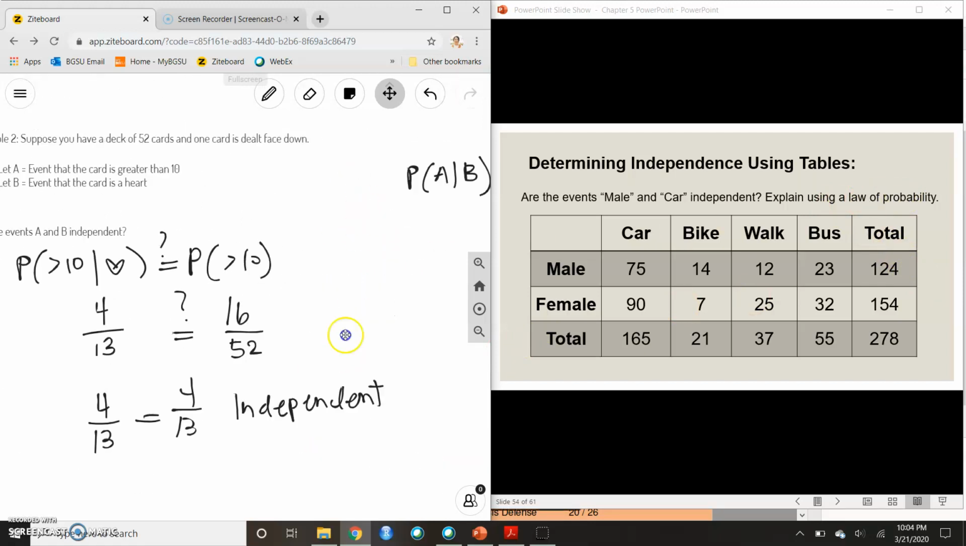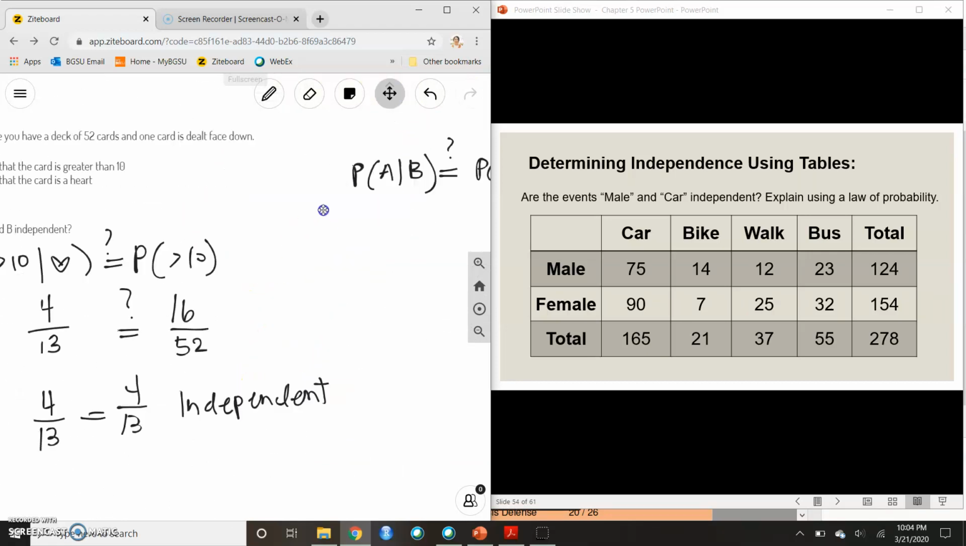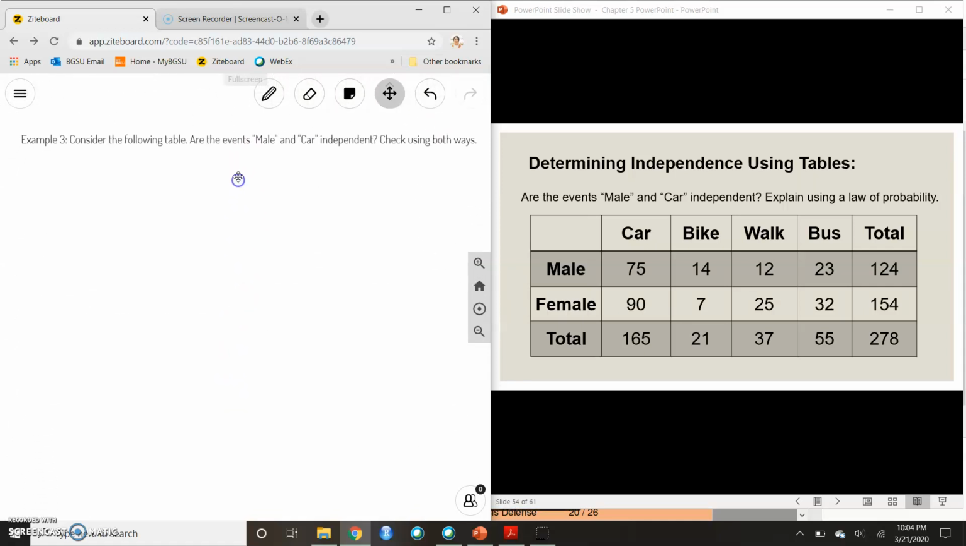When you see that, we're basically just saying to use one of these methods to check. So don't just tell me that it's independent because you think they're independent. You actually have to check using one of those methods. Using the table is also very simple. Here we still have to find probabilities, but those probabilities are basically given to us in the table. We just have to know how to find them. So I'm going to show how we can use both methods to check.